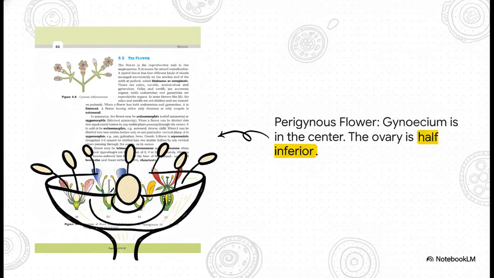Then you've got the perigynous flower. In this case, the thalamus forms this little cup-like structure around the ovary. The other floral parts are then attached to the rim of this cup, so they're all basically level with the middle of the ovary. This gives it some protection, and we call it a half-inferior ovary.